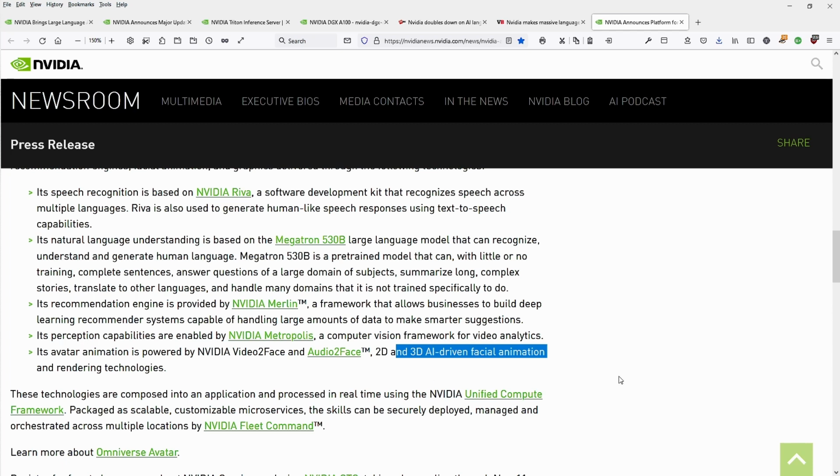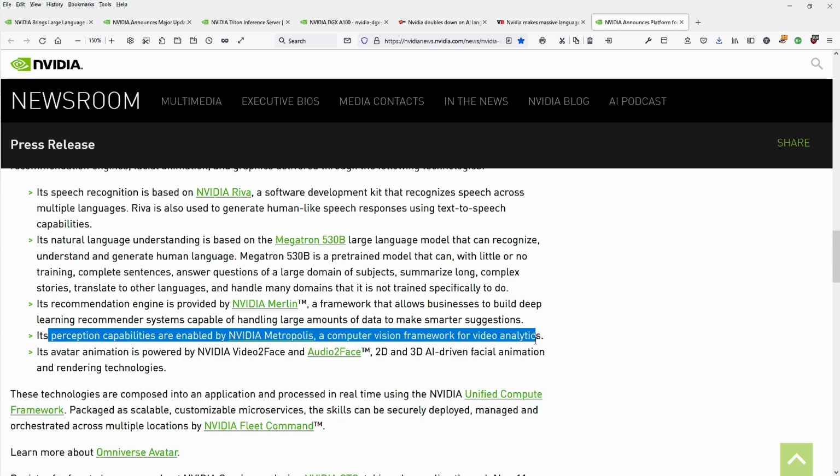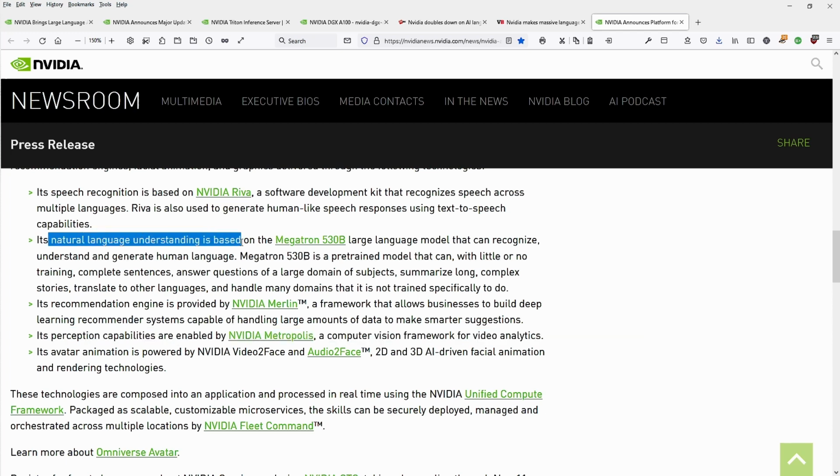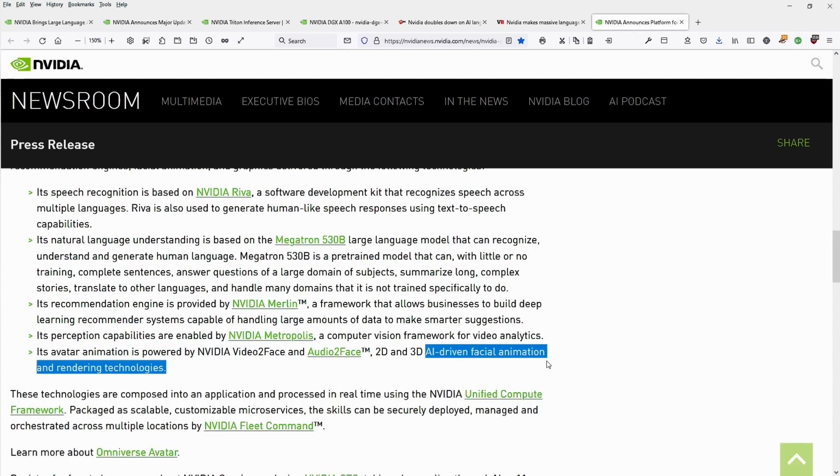So what you have is a communication platform, more or less, where you have speech recognition, so you understand what they are telling you. You have a perception engine, a computer vision framework for video analytics, so you can see what they do. Then you have a language model, so you can communicate, understand, and generate human language. You have the discussion. And then as an output, you have an avatar animation, a two-dimensional and three-dimensional AI-driven animation and rendering technology, something that is able to interact with you.